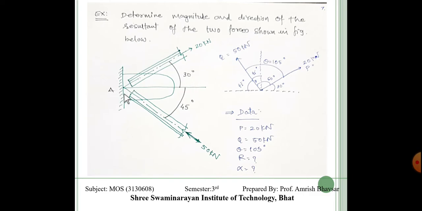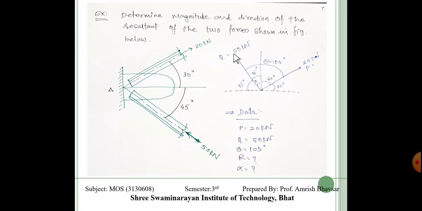Here A is our common joint. From this is the CG of this member and a 20 kilonewton tensile force is here, and for this member a 50 kilonewton compressive force is here. The angles between these two forces are 45 degree and 30 degree. So we are going to convert it into the shape of a parallelogram. So what exactly will we get? This 20 is P and Q is equal to 50 kilonewton.